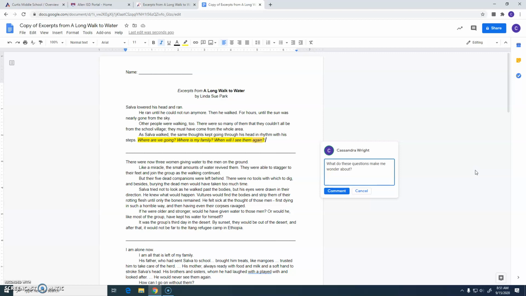As I think about Salva's difficult questions and ask myself what they make me wonder about, I start to think, I wonder if I could have survived without knowing where my family was, or even if they were still alive. I also wonder how the people he is with are going to react to whatever is going on here.